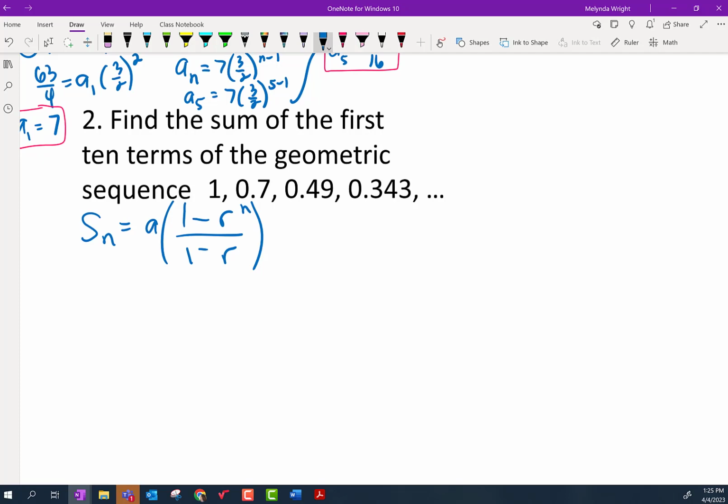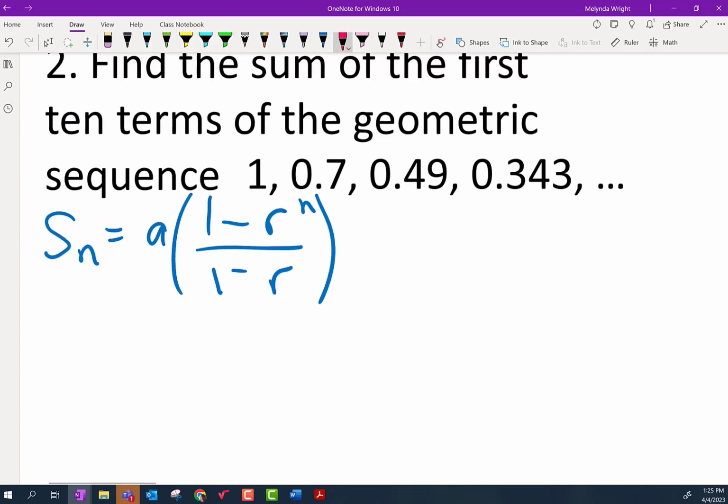So here, first of all, what do we need? We need to know what r is. We need to know what n is, and we need to know what a is. Those are the things that we need in order to use the formula. Okay, so some of them are pretty easy. It said 10 terms, so S sub 10 equals, that's our first term, which is a 1, times.